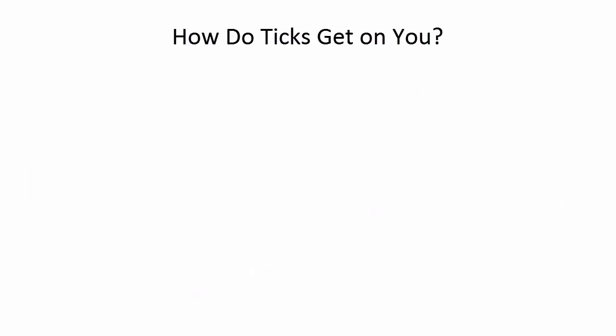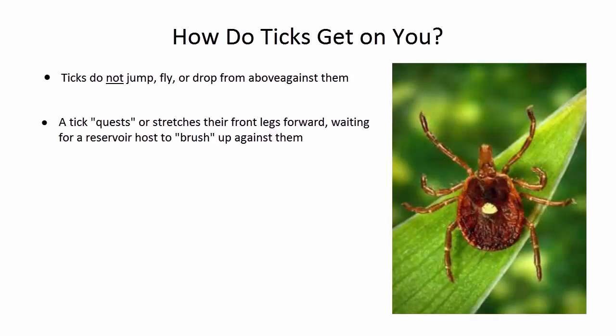How do ticks get on you? Ticks require direct contact to catch a reservoir host. They do not jump or fly. A tick will climb to the highest point around it and quest, or stretch their front legs forward, waiting for a reservoir host to brush up against them.